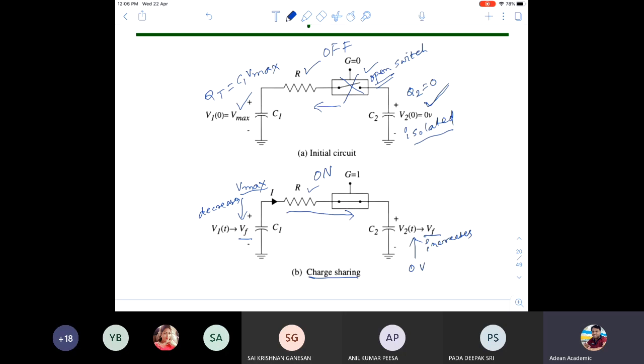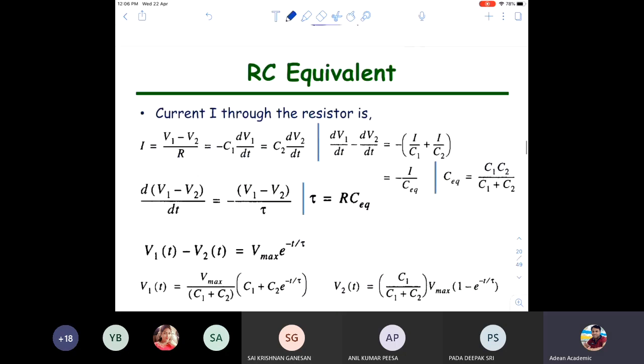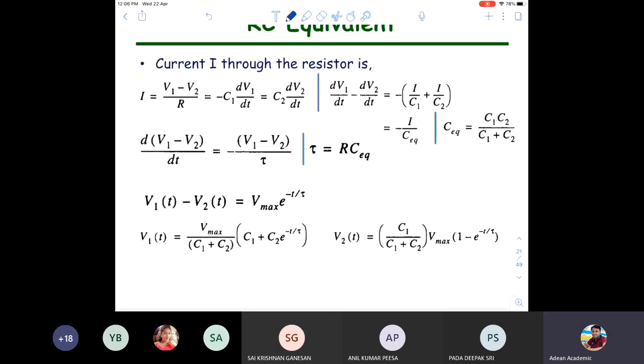So this is like a network, a series network, C1, R1, C2, like a simple network with two nodes here. This is node 1, this is node 2. So I is equal to (V1 minus V2) by R. I can write I is equal to (V1 minus V2) by R. Okay, so that's the analysis we have done here.